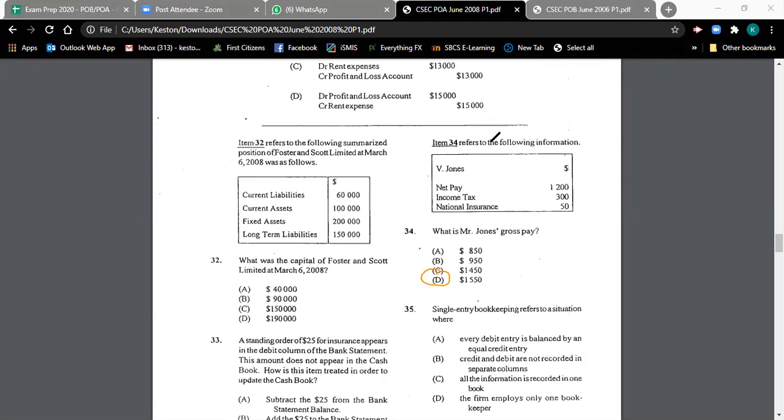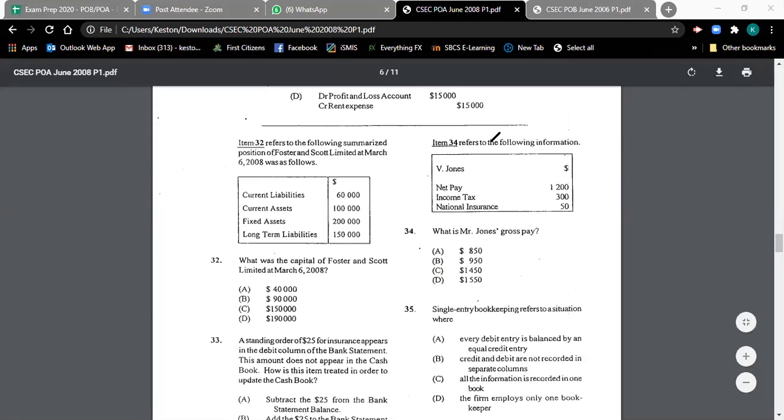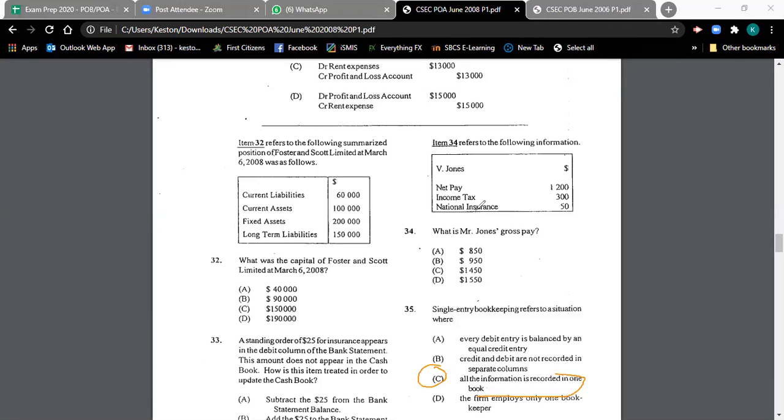35. Single entry bookkeeping refers to a situation where... Yep, that's correct. Very good. C. All information is recorded in one book. It's like your parlor. You just write down everything in one copybook.